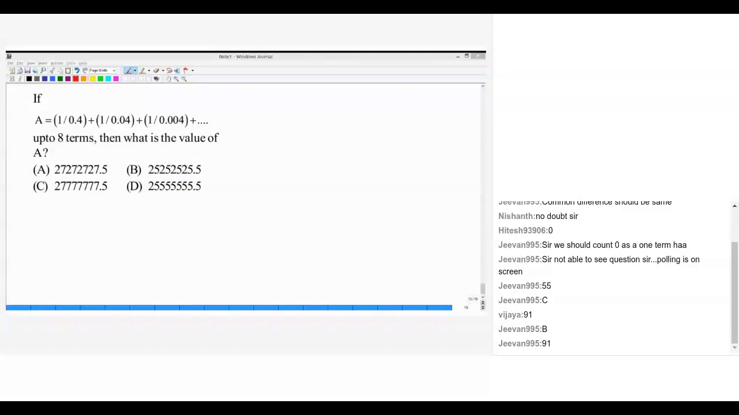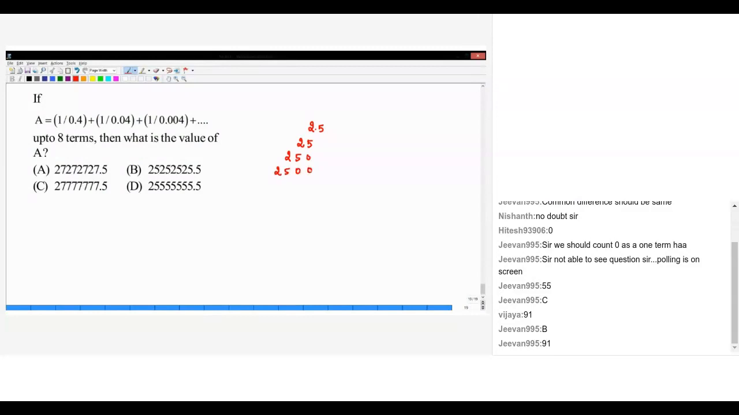First, what do you get? 10 by 4, which is 2.5. Second, 25, 250. It goes on like that. 0.5 is common anyway. This is 7, this is 7, this is 7, it goes on. So the answer is C.